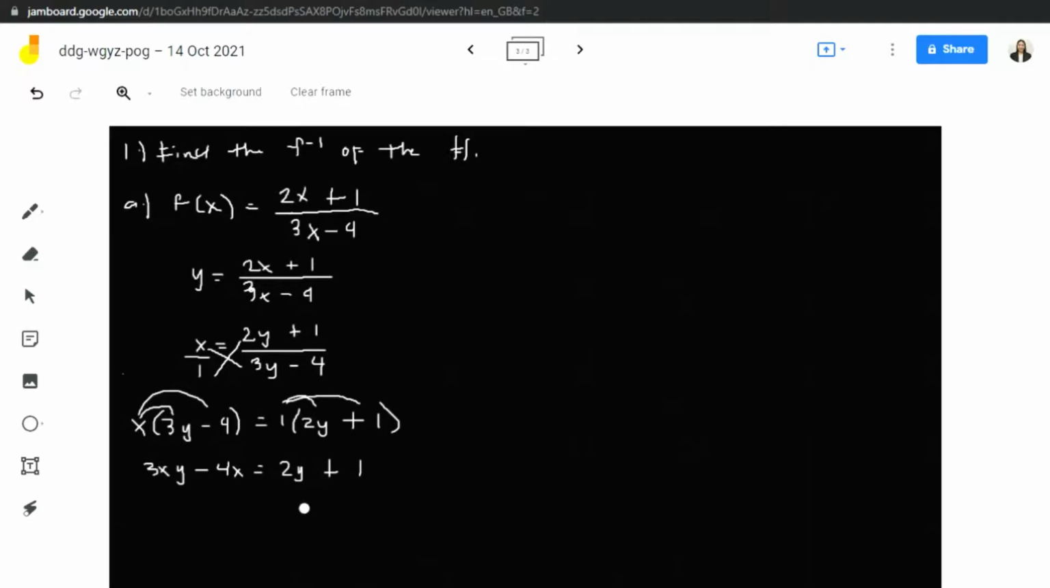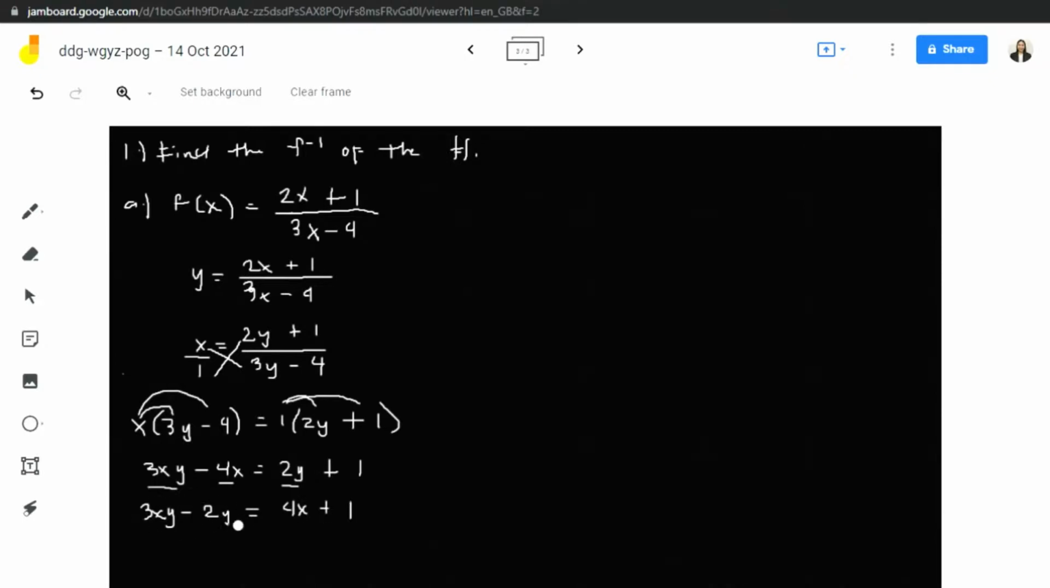So we will be regrouping these terms. On the left side will be the terms that have a y variable. We have 3xy and 2y. So we have 3xy minus 2y. This is positive 2y. Once moved to the other side, the sign will be changed, positive to negative. The same with negative 4x. So on the right side, we'll be grouping those terms that have no y variable. This gives us 4x plus 1.